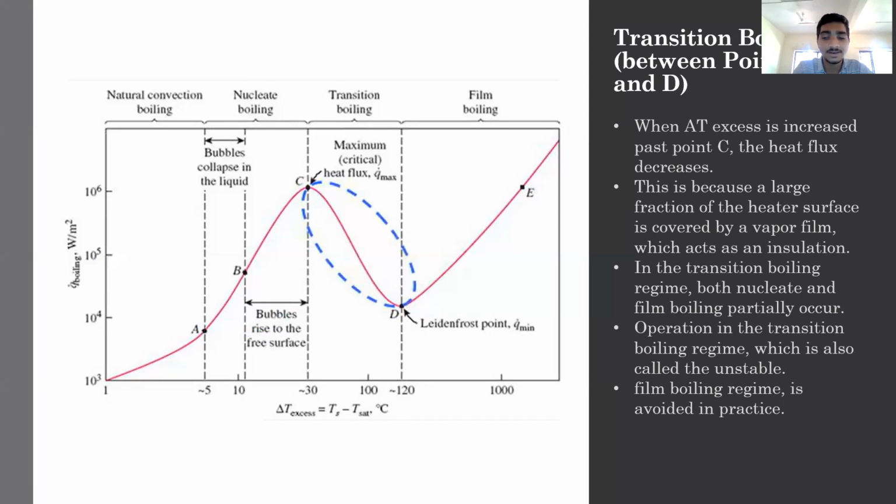This is because a large fraction of the heater surface is covered by a vapor film, which acts as insulation in the transition boiling region. Both nucleate and film boiling partially occur. Operation in the transition boiling region, which is also called the unstable film boiling region, is avoided in practice. So this was about the transition boiling.